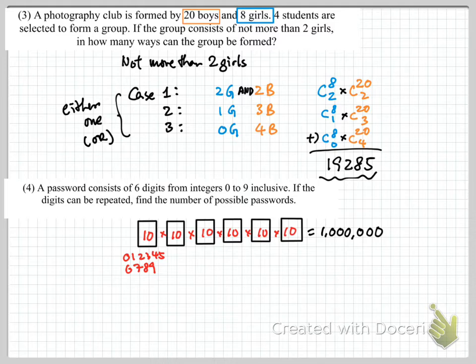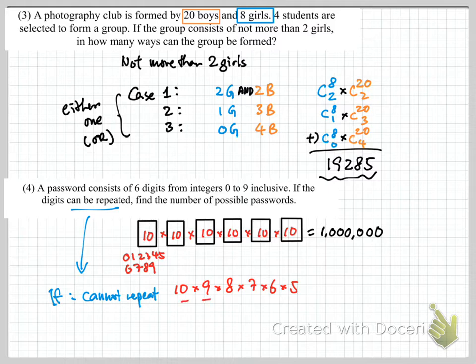On the other hand, if you cannot repeat, then you have 10 choices for the first box, and you are down to 9 choices for the second box, and so on. For each further box, you have 1 fewer number to choose from. So it's a multiplication of all these numbers if you do not allow repeat. The answer in this case will be 151,200 only. It's much smaller between allow repeat and not allow repeat.